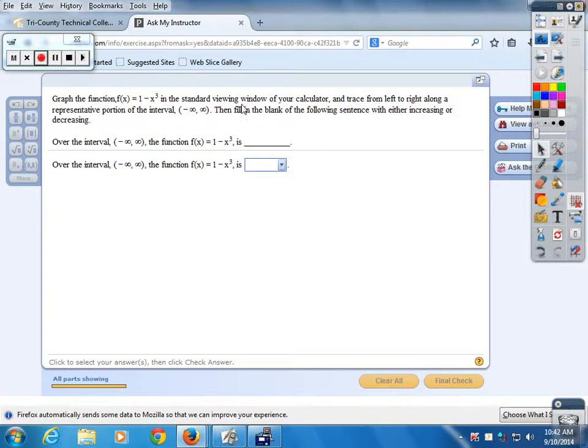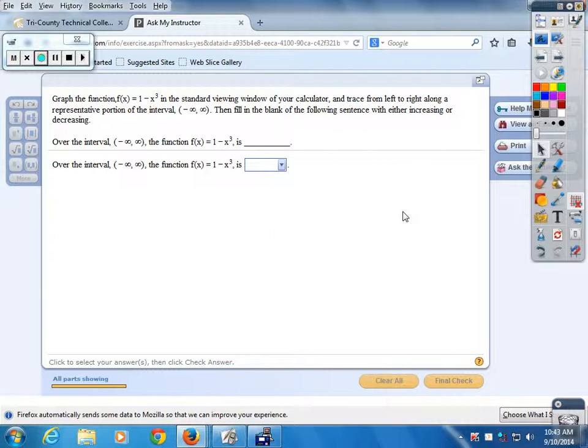Graph the function in standard viewing window, blah, blah, blah. You don't have to. It's negative x cubed minus 1. Let's do this one on paper. So get your graph out again, the whole page. And I want you to graph x cubed first. X cubed. That's the one that looks like an S. I think it looks like an S. I can't remember how I drew it. Sometimes I get it mixed up myself.